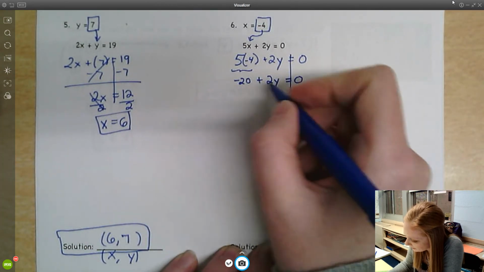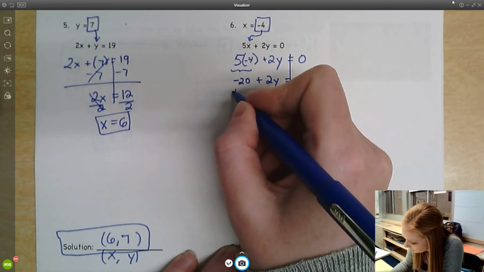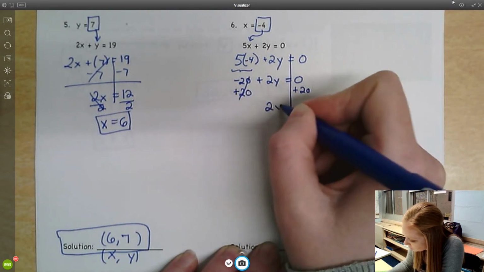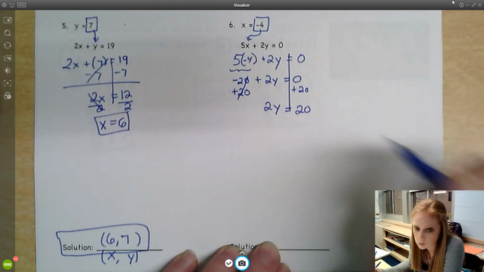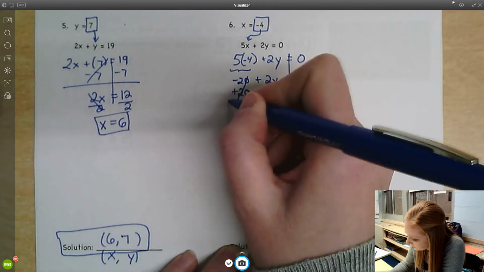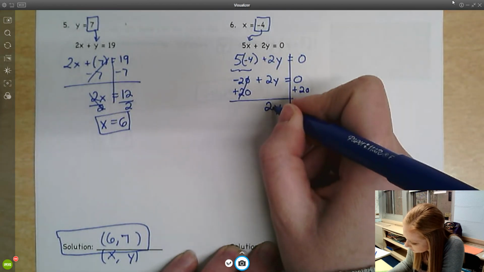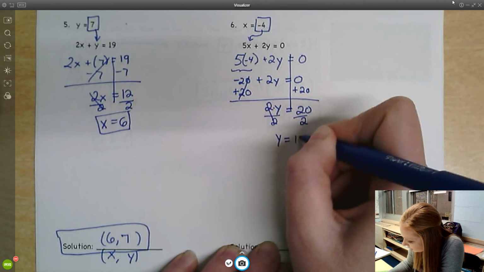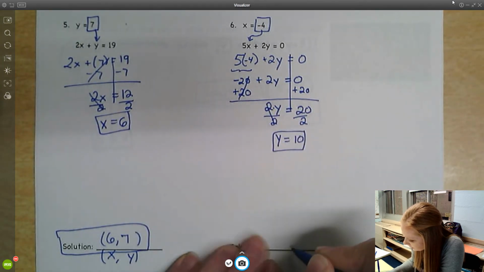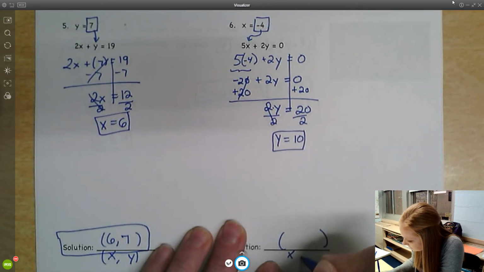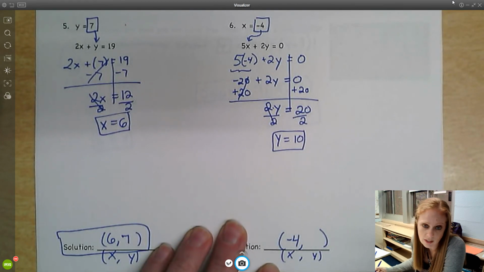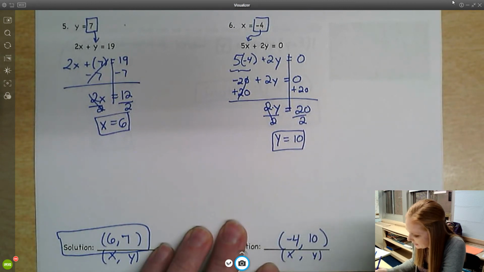We're trying to get the y by itself, so let's first get rid of this negative 20 by adding 20 on both sides. That will cancel, so we're just left with 2y equals 20. 0 plus 20 is 20. Now we need to get rid of this times 2, so the opposite would be divide by 2. Do it to both sides, and you get y equals 10. Okay, so our solution goes x comma y. Our x we got from the beginning. The first equation told us x was negative 4 always, and our y value is 10.